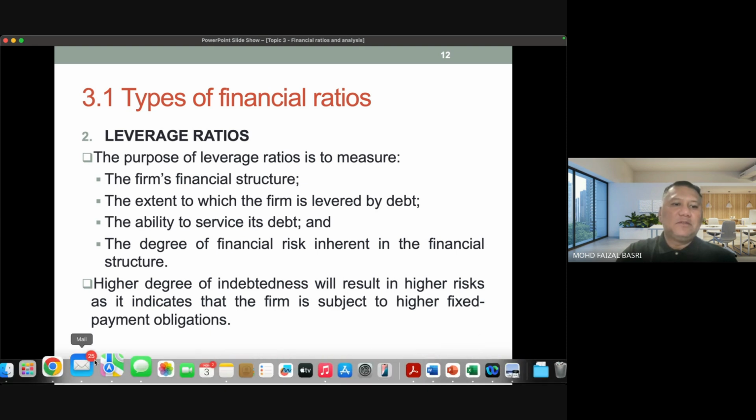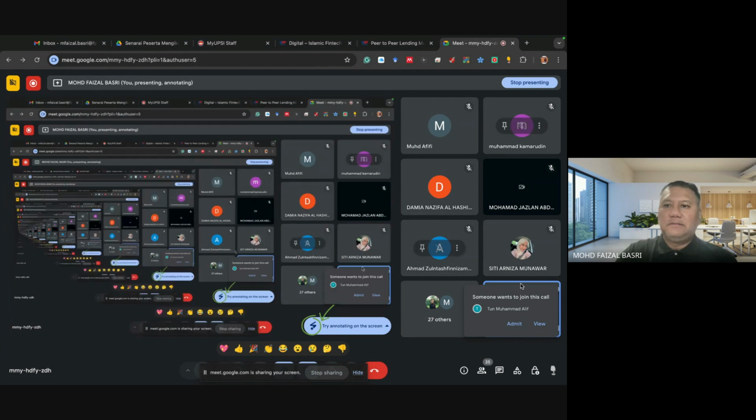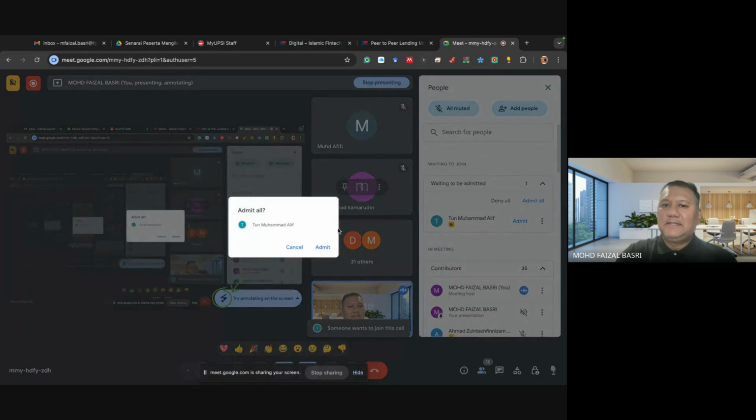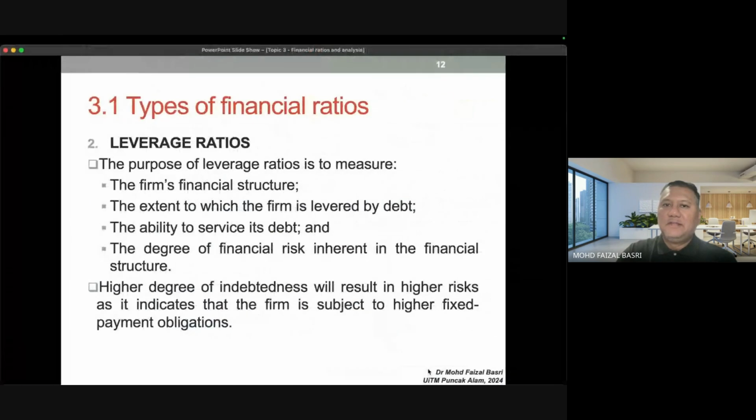Okay, I dah lama tak guna Google Meet ni, so you have to bear with me. Sebab bila ada orang nak masuk, I dah lama tak set this as auto admit, so I have to go back and forth whenever I hear people want to join the room.